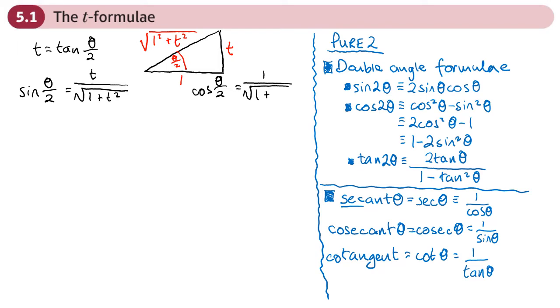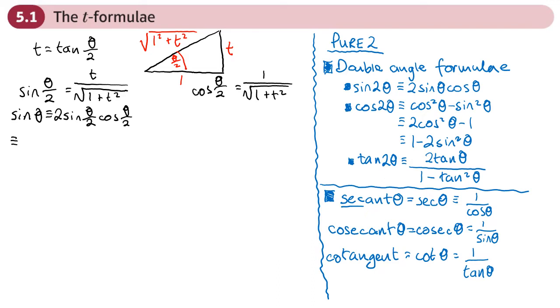So square root of 1 plus t squared. Now from here, I'm going to use a double angle formula because what I really want is an expression for sine theta and cos theta. So if I start with sine and use the double angle formula, sine theta is going to equal 2 sine theta over 2 cos theta over 2. Double theta over 2 is theta. So let's work out what that is.